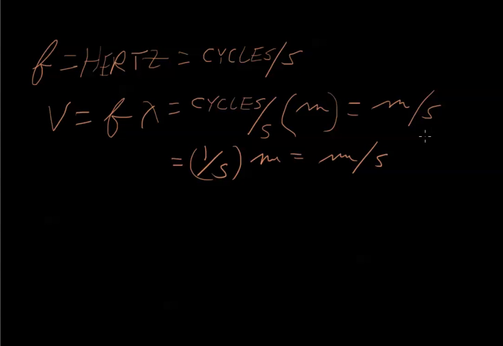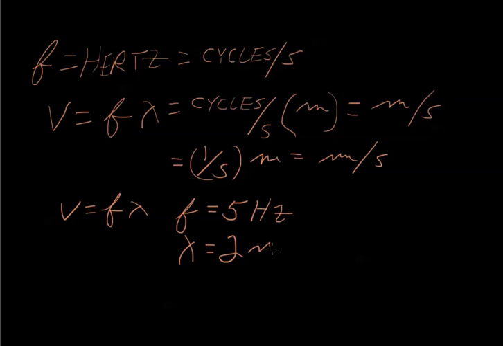So we can do a quick problem here, if you will. And again, I always like to write the formula. So velocity equals frequency times wavelength. Let's say you've got some type of wave, and we'll be talking about electromagnetic waves probably in the next video or so. So let's say we have a frequency equals 5 hertz. And again, that's the units, HZ. And let's say we have a wavelength of 2 meters.